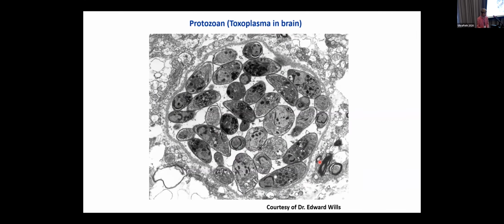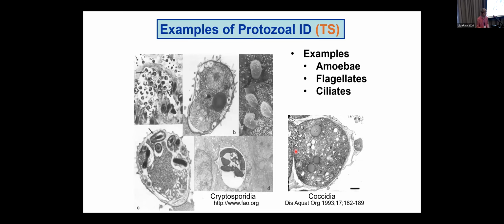Here's an example of a toxoplasma, a protozoan seen in brain. It was taken by my colleague, Ted Wills. Some of you may know the name. Ted and I gave many tag team presentations at UltraPath. And this was a lovely organism, that picture that he took and was in some of our talks.